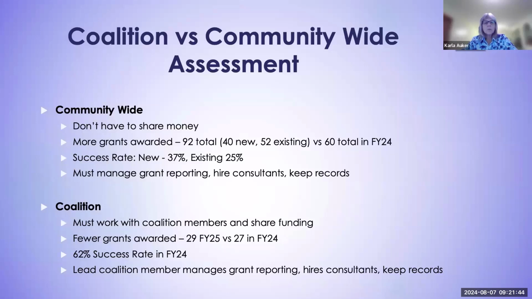A lot more grants are awarded for community-wide assessment grants. Next year, we're going to up the ante even more. The plan is to award 92 community-wide assessment grants versus 60 that we awarded last year. The success rate, though, is a little bit lower for community-wide than for coalition assessment grants, but that's just by virtue of the fact that we get more community-wide assessment grants. So the competition's a little bit stiffer.